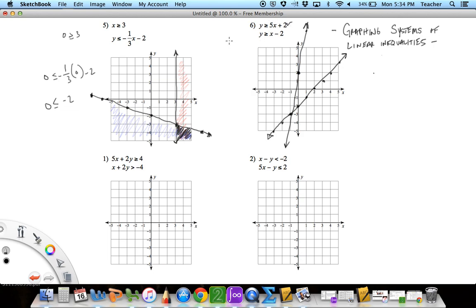I'm going to plug in 0, 0. Is 0 greater than or equal to 2? That is a false statement, which means my answers are going to include everything on this side. And what I'm going to do is draw some arrows saying I'm going to shade this side. Okay? All right, and my next one, this guy right here, is 0 greater than or equal to negative 2? That is a true statement, which means that this one is going to include this area right here.